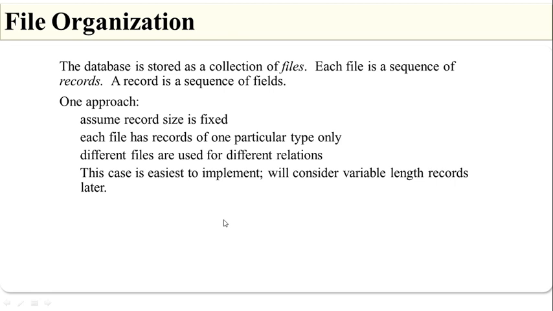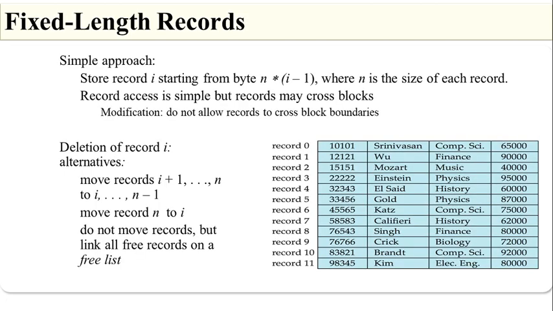Here is one approach. Assume record size is fixed, and each file has records of one particular type only, and different files are used for different relations. This case is easiest to implement. We'll consider variable length records later.